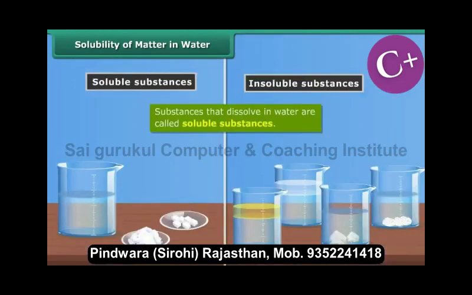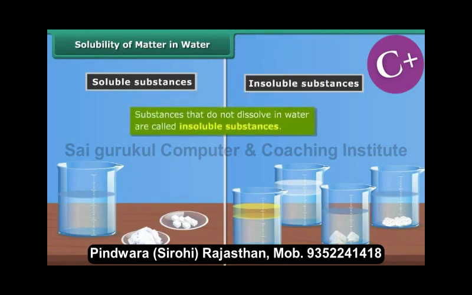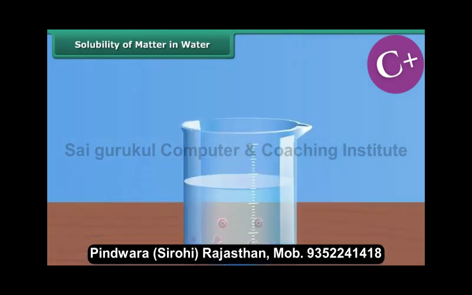Substances that dissolve easily in water are called soluble substances. Substances that do not dissolve in water are called insoluble substances. Some gases are also soluble in water, such as oxygen. Oxygen dissolved in water helps aquatic animals survive.